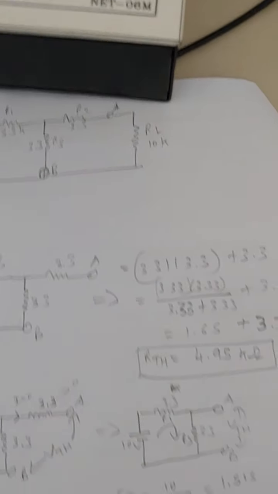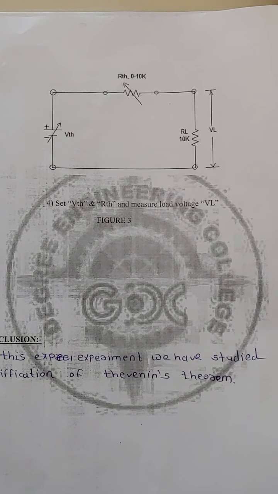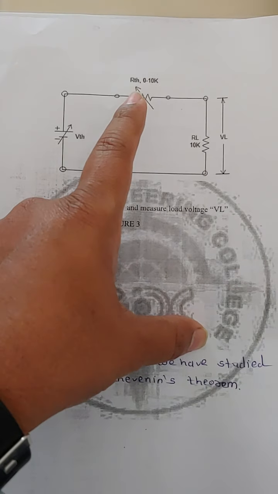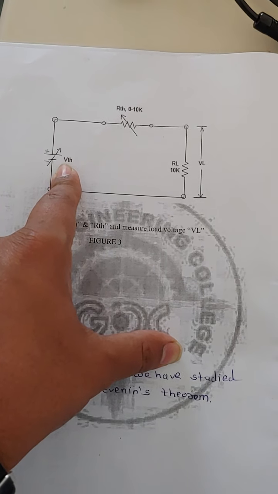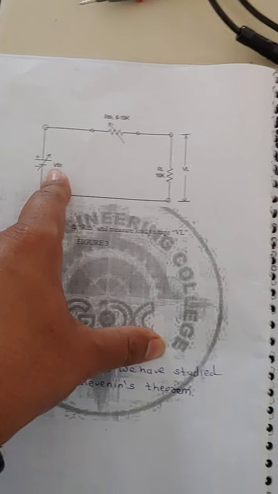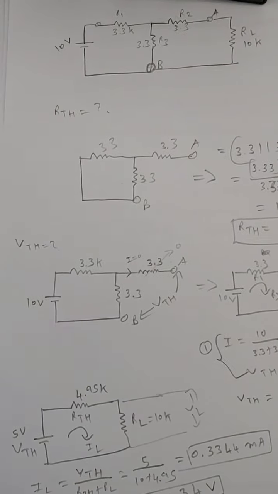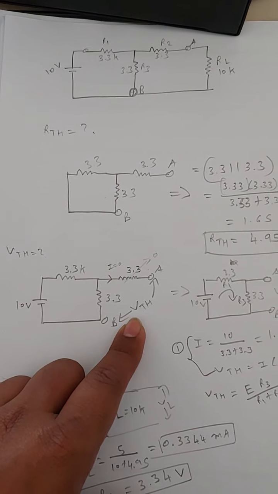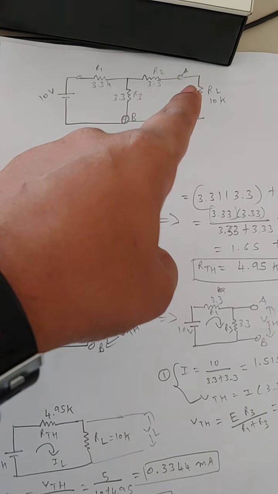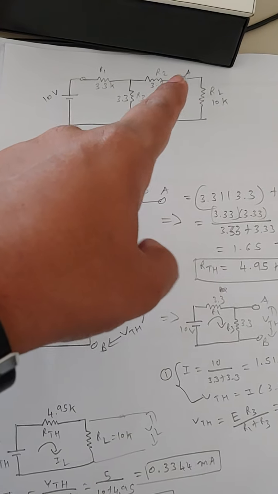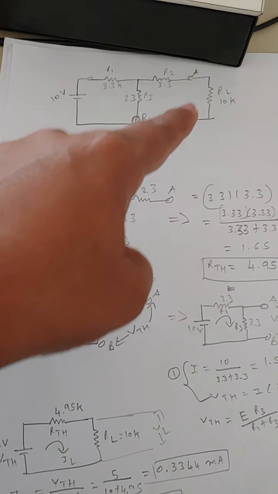Now we have found the RTH. Next step we can find VTH. For that, refer to this figure. We need to find VTH across the load resistance, meaning across the RL. You can remove the RL and connect the voltmeter across A and B.